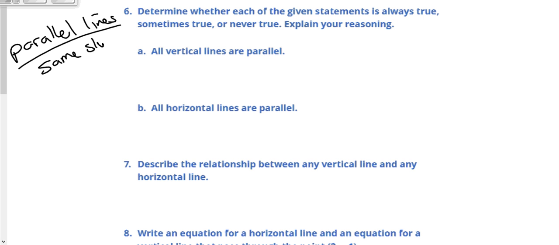So you're thinking, okay, vertical lines all have a slope. M stands for slope. Vertical lines all have an undefined slope. So yeah, they're all the same. All vertical lines are undefined, so that means they all have the same slope, so they're parallel. But there are sometimes where you may be given 2 equations of a line and they're exactly the same line. Same lines are not parallel, they're same. So the answer to this is sometimes true.